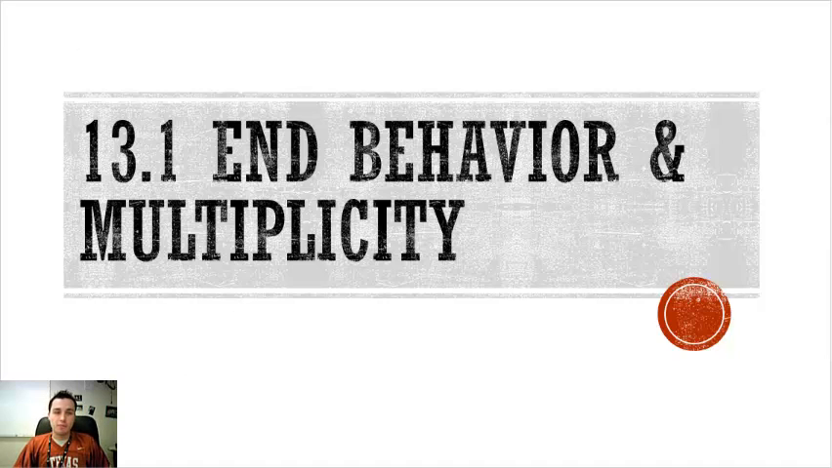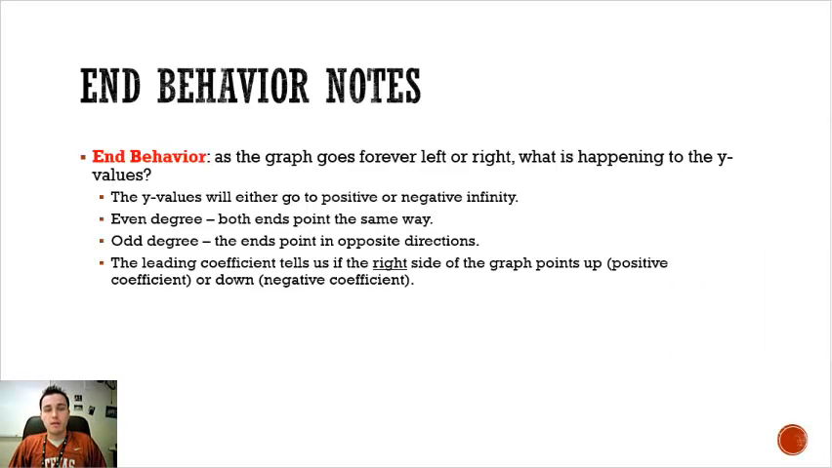13.1, End Behavior and Multiplicity. This is basically a summary and review recap of what we talked about on Friday. So this first slide is the end behavior notes. When we're talking about end behavior, what we're really looking at is, as the graph goes either forever to the left or forever to the right, what is happening to the y values.